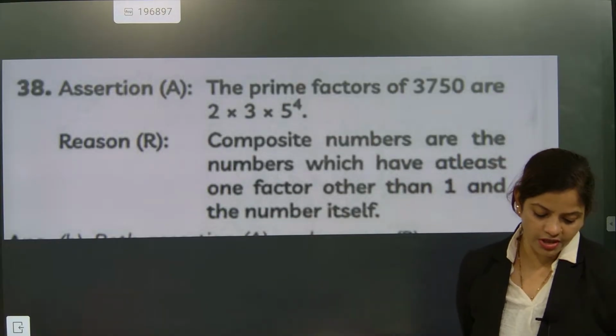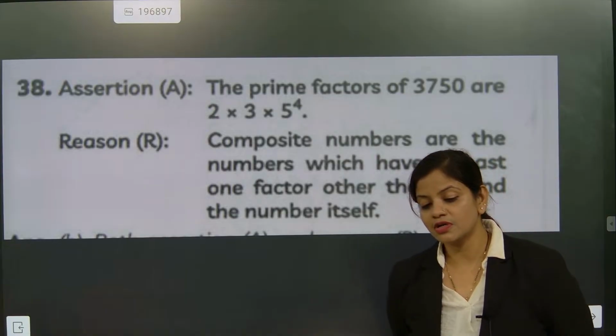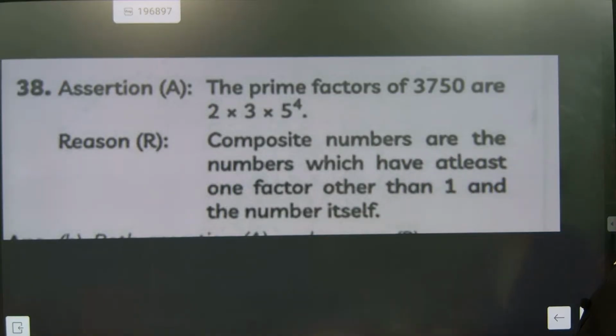38, A is not the correct answer. C, both are false, is also not the correct answer. See, look here. First, a bit of prime factorization.